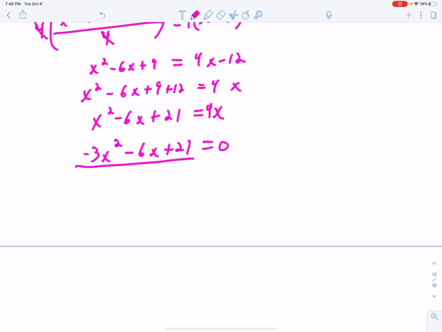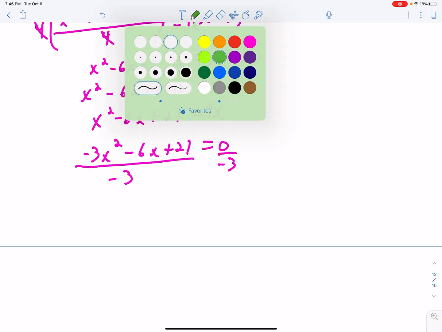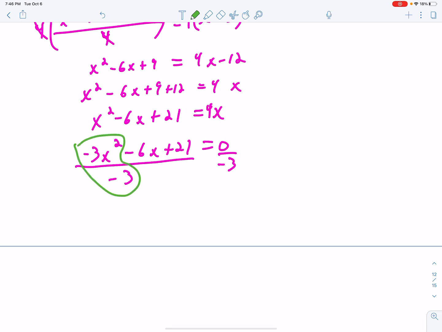Now notice we can divide both sides by a common factor of negative 3. Each one of these numbers has a common factor of negative 3. So like I said before, make sure you know these are 3 separate things that we're doing here. 3 separate fractions. That's important. So we'll get x squared plus 2x plus 7 equals 0.